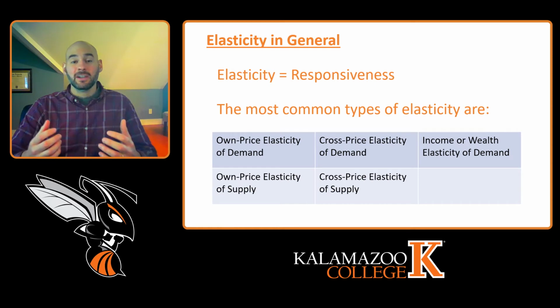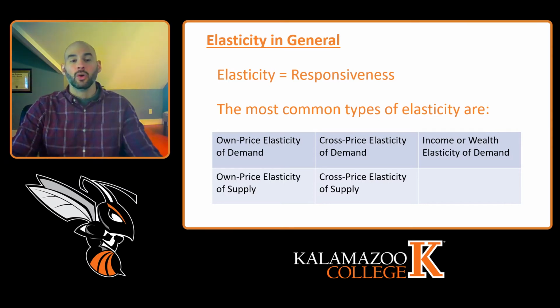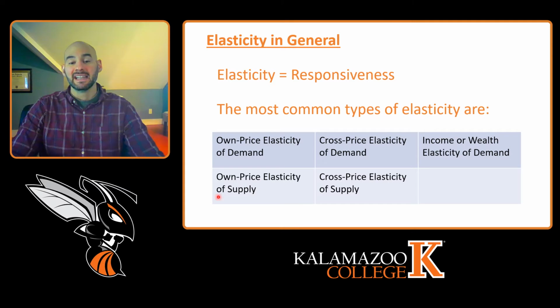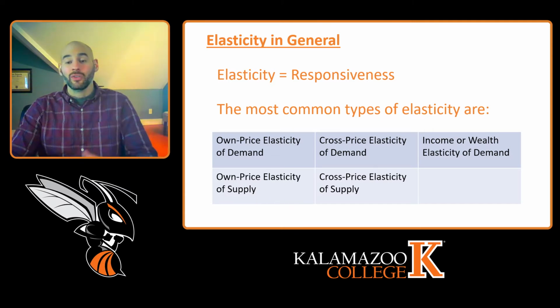And so the relationship between any two variables is then going to have an elasticity. There is an elasticity of housing supply to the price of housing. There's an elasticity of the demand of avocados to the price of avocados. And so the most common types of elasticity are going to be the own price elasticity of demand, how the quantity demanded changes in response to a change in the price, and the own price elasticity of supply, how the quantity supplied of a good changes in response to the price of that good.